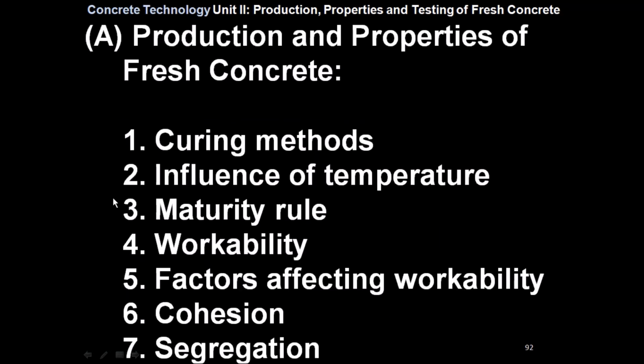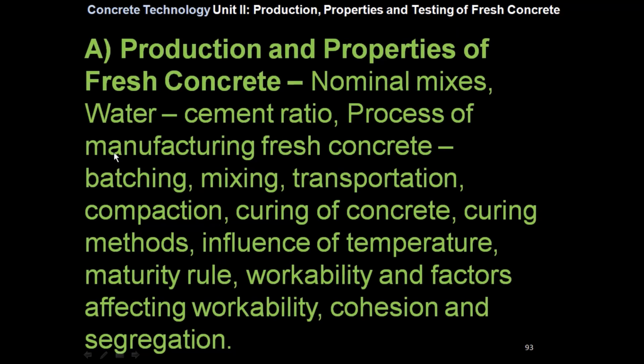So we have seen Part A, production and properties of fresh concrete. In that we have seen curing methods, influence of temperature, maturity rules, workability, factors affecting workability, cohesion and segregation. So Part A includes production and properties of fresh concrete, nominal mix, water cement ratio, process of manufacturing fresh concrete, batching, mixing, transportation, compaction, curing of concrete, curing methods, influence of temperature, maturity rules, workability and factors affecting workability, cohesion and segregation.